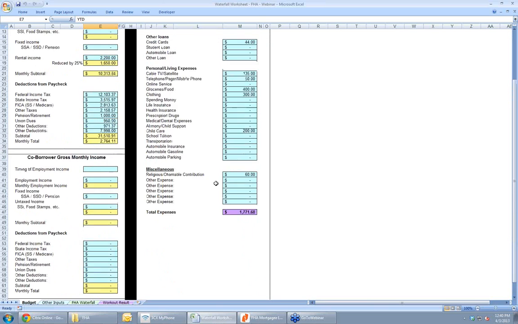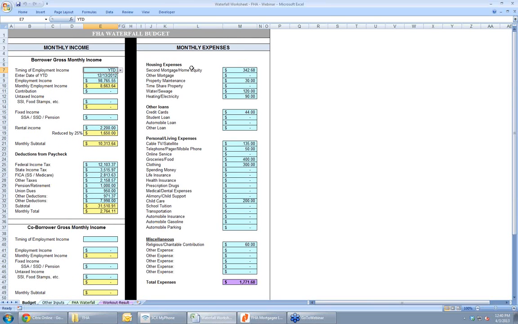rental income. Now this will all be new. Here is the monthly expenses. So not only does FHA care about what your net income is, but they also care about what your surplus income is, so the amount that's left over each month after you've paid all of your bills.